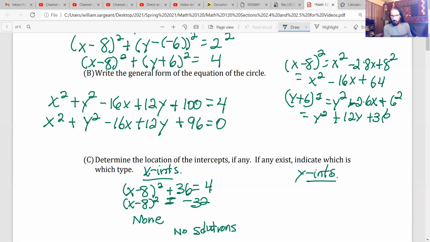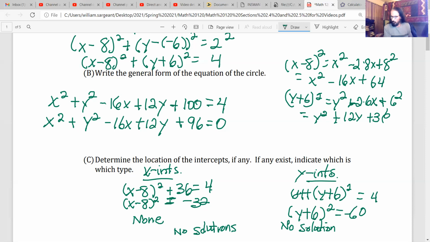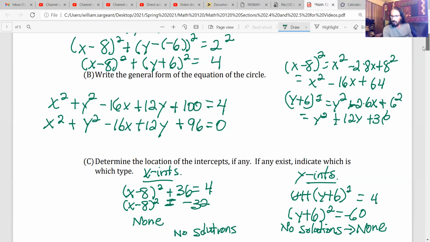When I put in 0 for x, 0 minus 8 is -8. -8 squared is +64. And when we subtract 64, we get -60. No solutions, so none for the y-intercepts either. And momentarily it'll become hopefully a little bit clearer why this had to be the case.